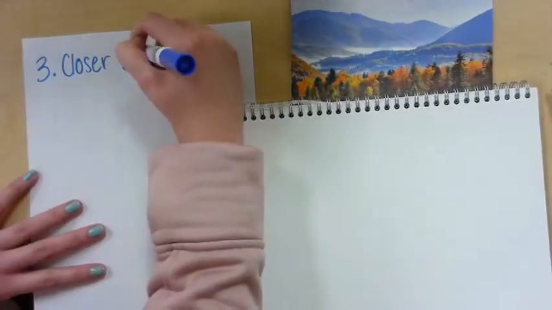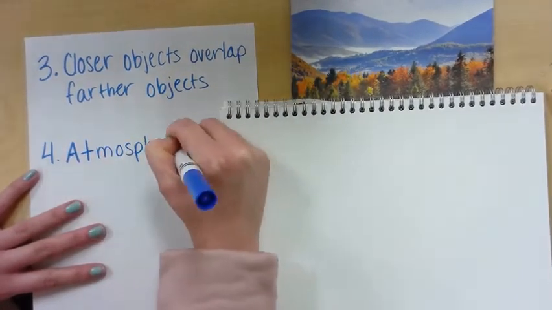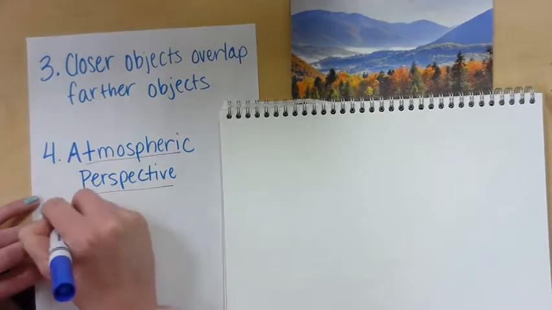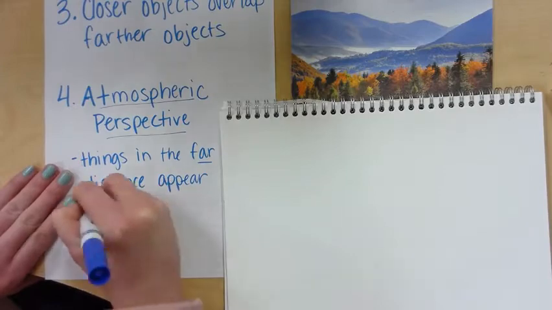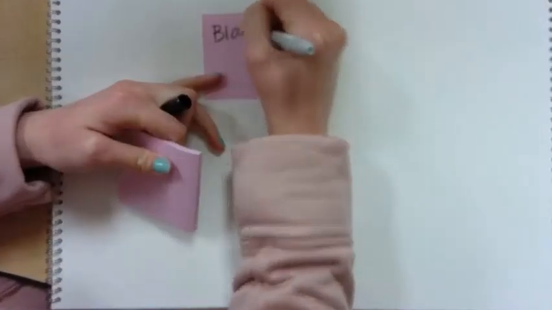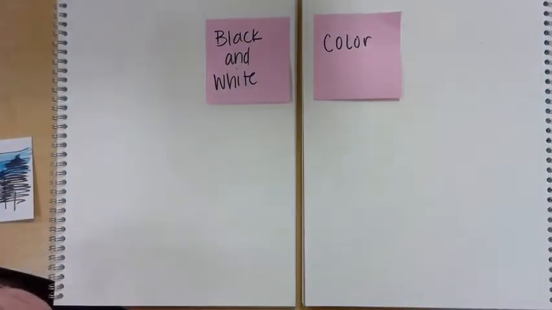Look at the picture on the top right corner. Notice that the objects closer to us are overlapping objects behind them. And atmospheric perspective, which means that those mountains in the background appear lighter in color than the mountains that are more in front.